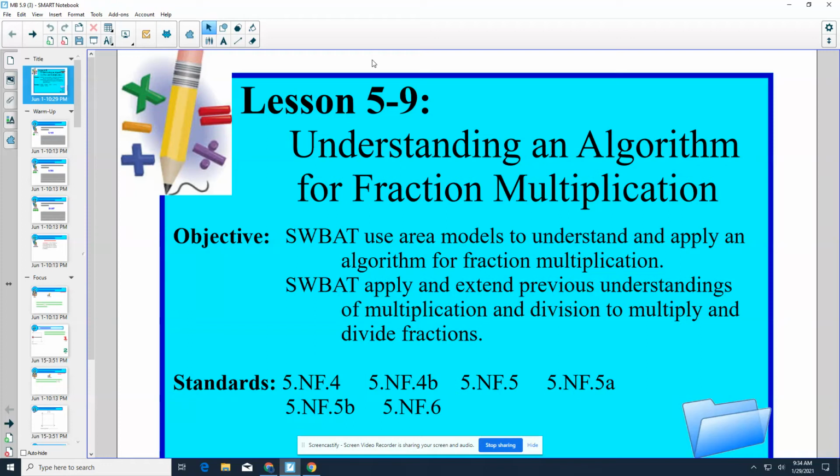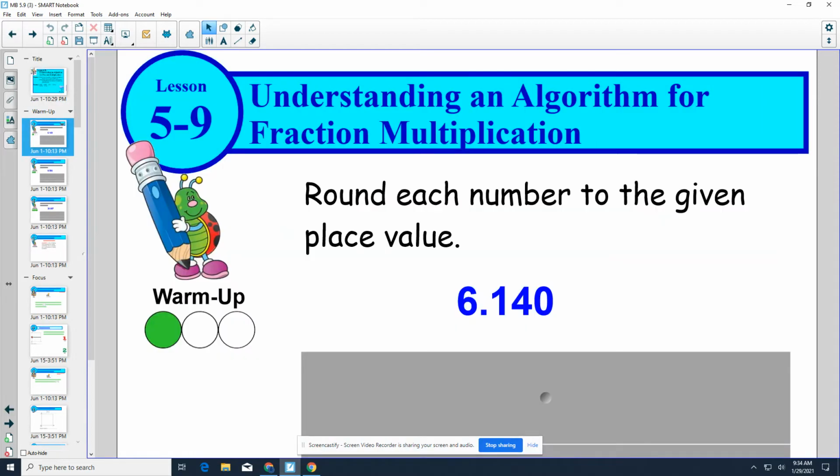All right, today we're going to work on lesson 5.9, understanding an algorithm for fraction multiplication. So we're going to use area models to understand and apply an algorithm for fraction multiplication. We want to be able to apply and extend previous understandings of multiplication and division to multiply and divide fractions. So let's start with our warm-up.